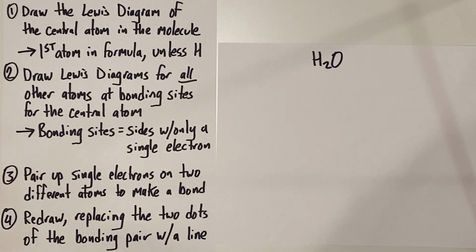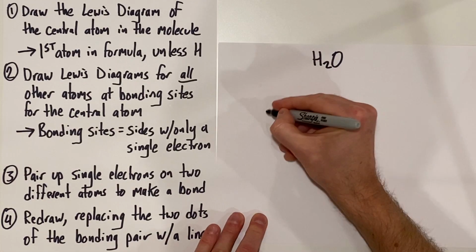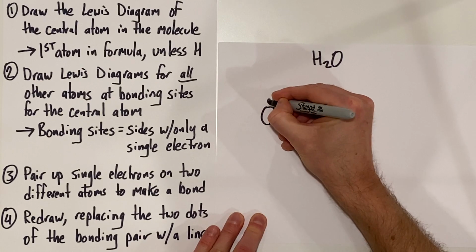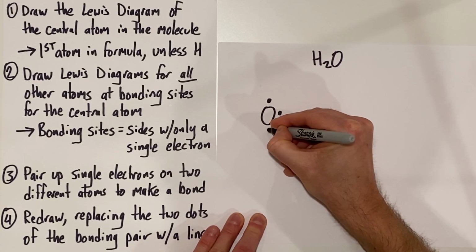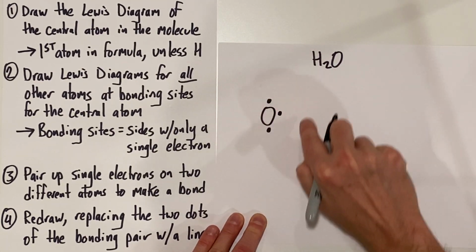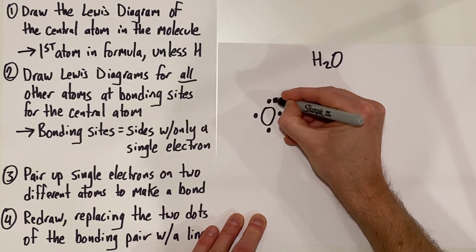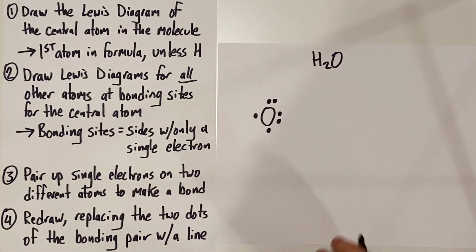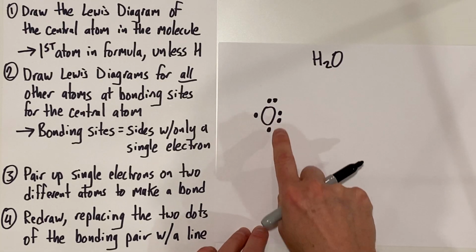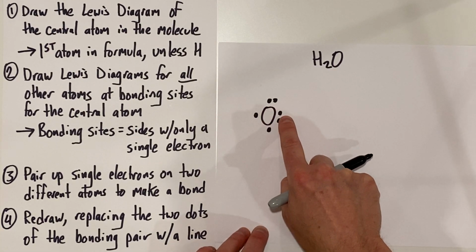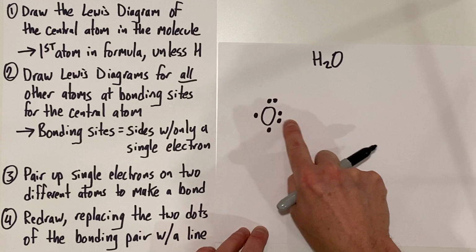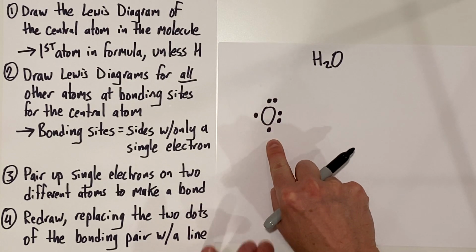So let's draw the Lewis diagram of an oxygen atom with 6 valence electrons. You'll notice I am drawing the electrons in a clockwise formation: 4, 5, 6. This is going to be super important because it's going to make sure that I end up with 2 sides of the oxygen atom that have a pair of electrons, and 2 sides that have a single electron.